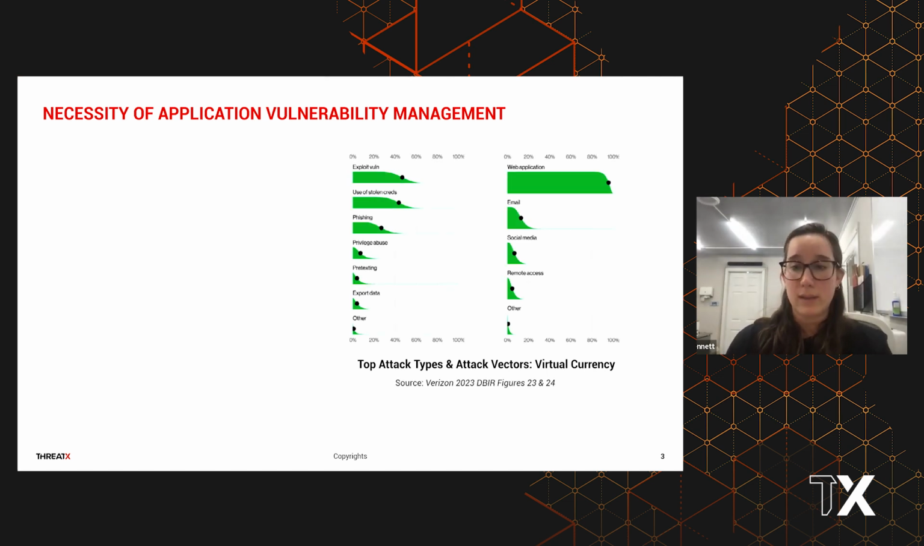Okay, so if you look at the 2 graphs on the right-hand side of the screen, you'll notice that exploited vulnerabilities and web applications are the top attack types and attack vectors for virtual currency for last year's Verizon 2023 data breach report. This just quickly highlights the need for vulnerability management within applications.